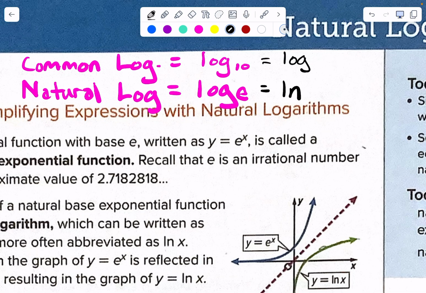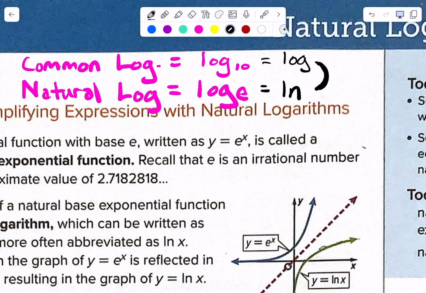On your calculator, they should be in close proximity to each other. You have LOG and you have LN. We're going to learn what LN does today. ln and log base E are the same thing. That is what ln means, it is log base E.